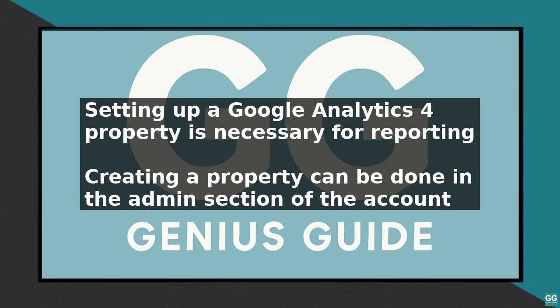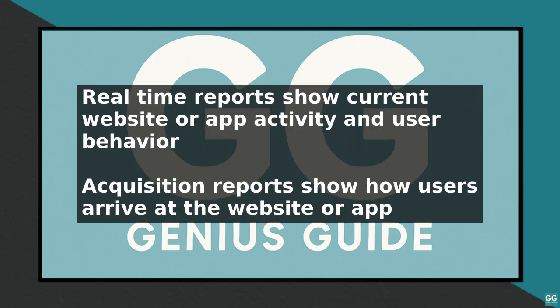The first step is to navigate to the Reports section of your Google Analytics 4 account. Here you can find various reports such as real-time reports, acquisition reports, behavior reports, and conversion reports. The real-time report shows you what is happening on your website or app right now. The acquisition report shows you how your users are arriving at your website or app. The behavior report shows you what your users are doing on your website or app. And the conversion report shows you how many users are completing your desired actions.